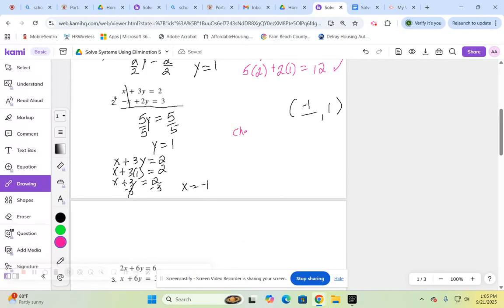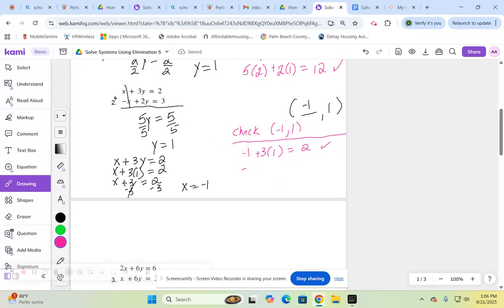So check negative 1, comma 1. Okay, so I'm using the top equation first. x plus 3y equals 2. Well, I know x is negative 1 plus 3 times y, which is 1. Does that equal 2? Well, that's 3 minus 1 is 2. It does work. All right, it has to work in the second one.